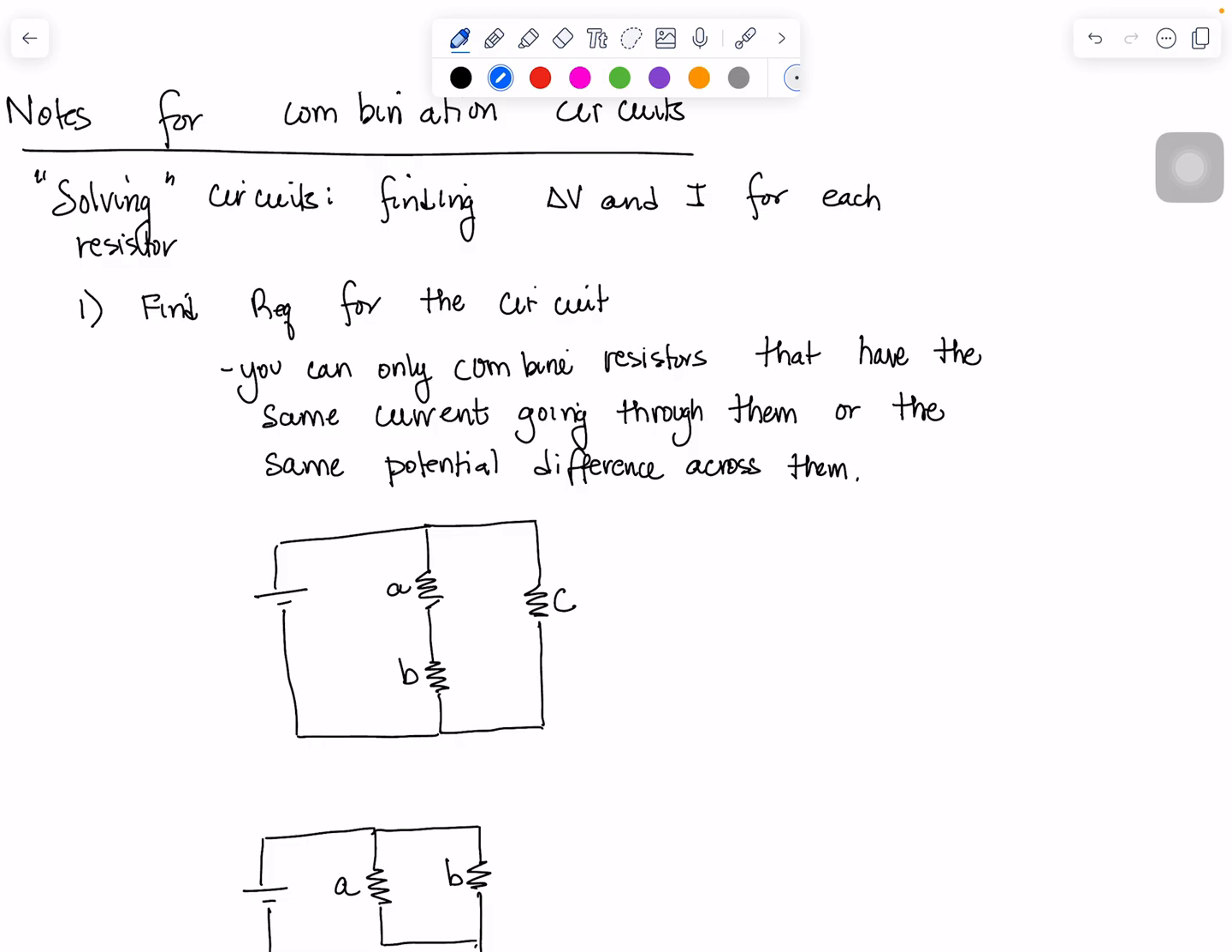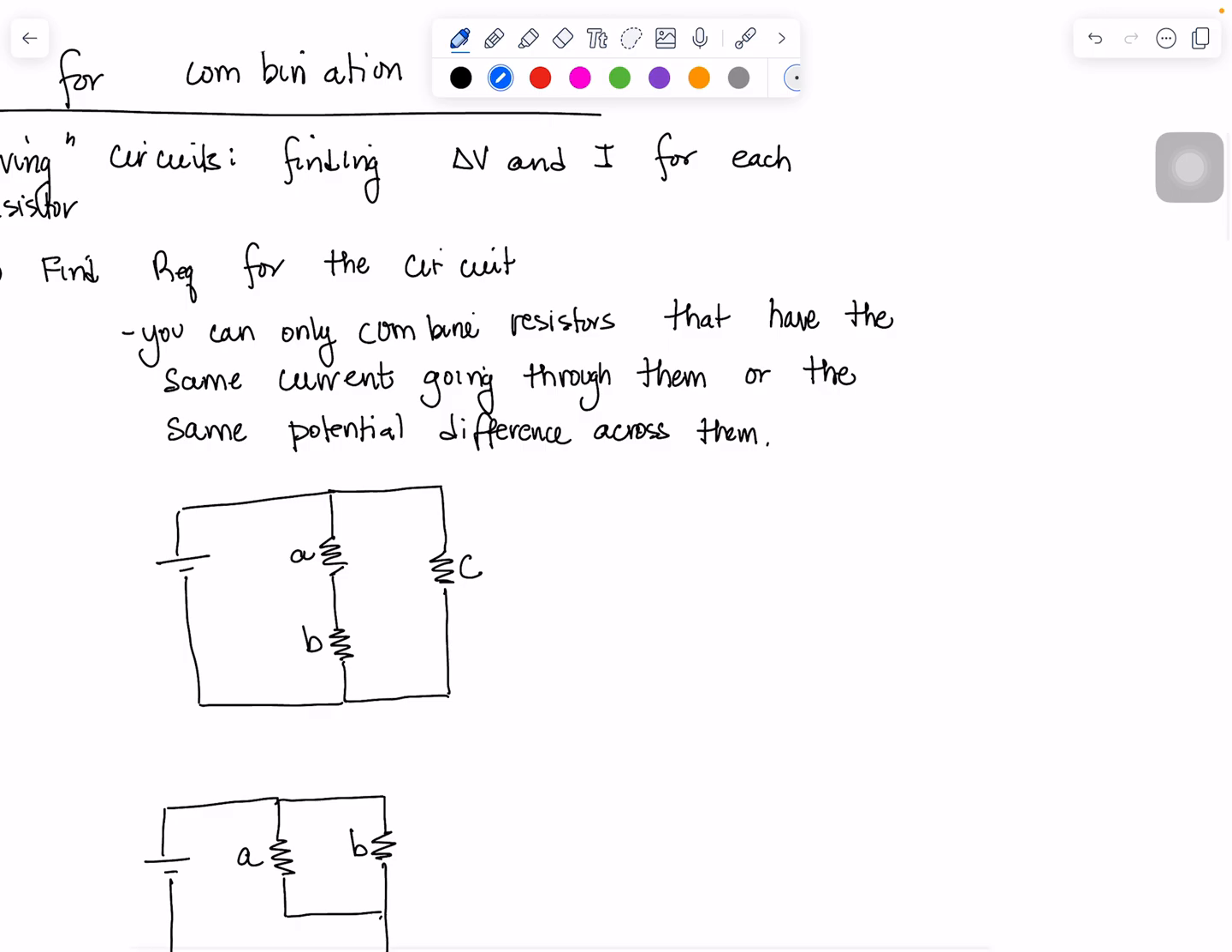Now, I will also tell you that it saves time in the long run if you redraw your circuit each time you find an equivalent resistance. So the next step would be, I would draw A and B as a single resistor, and I'm going to call this RAB, and then I will have RC over here. Now, RAB, because they are in series, is just equal to RA plus RB. So that would be step one.